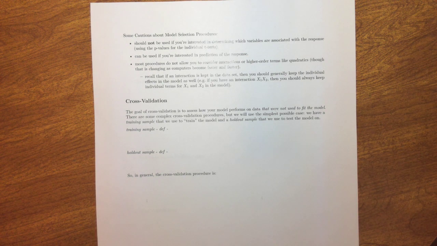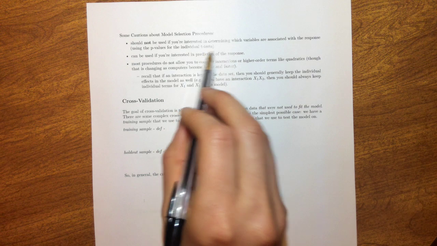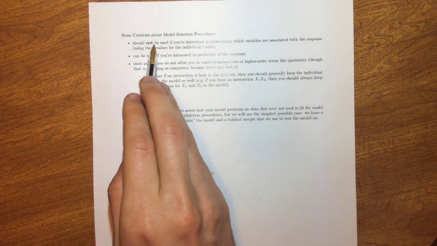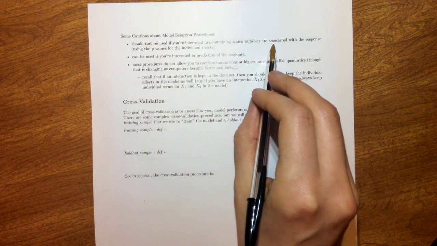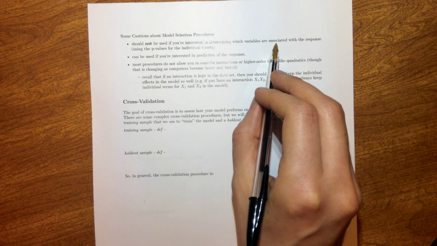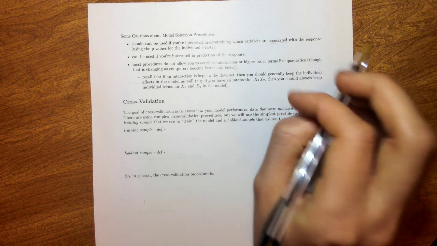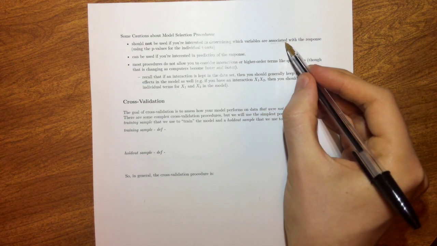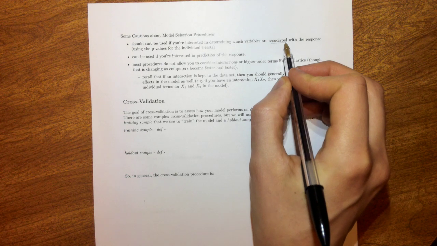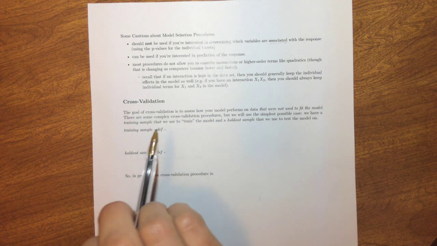There are some notes at the end about model selection procedures. I think the most important one is that they're generally not really used as much if we're interested in determining which variables are associated with the response. The model selection for this purpose is like a little bit of data snooping, but we're not really going to get into that yet. We will talk about this idea a little bit more later in the semester. So it's generally just used for prediction.